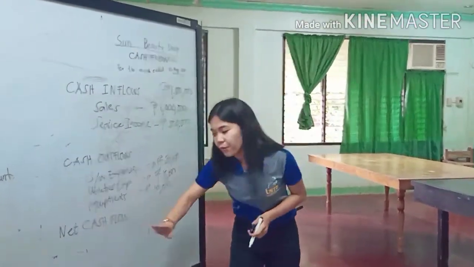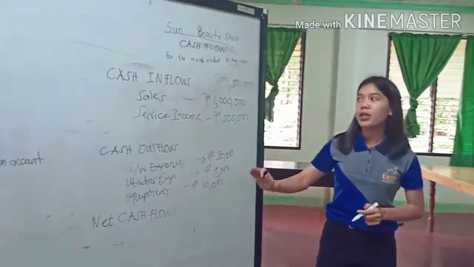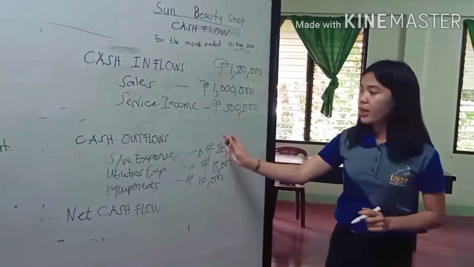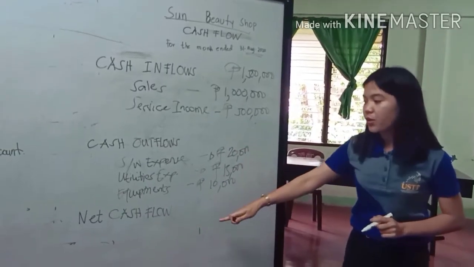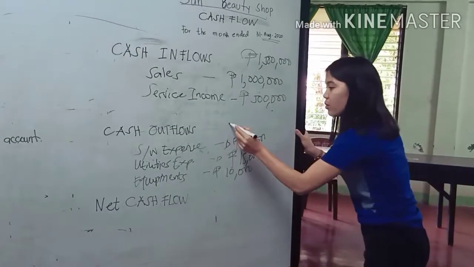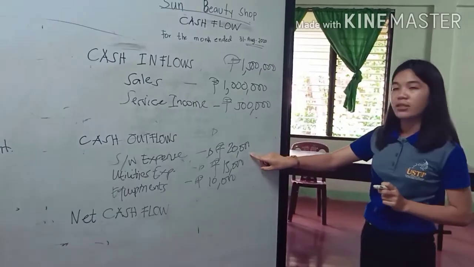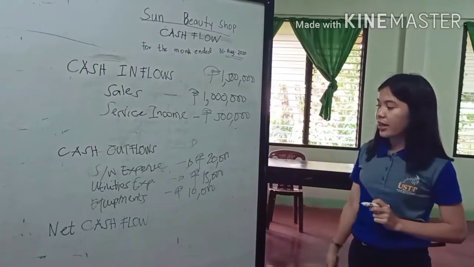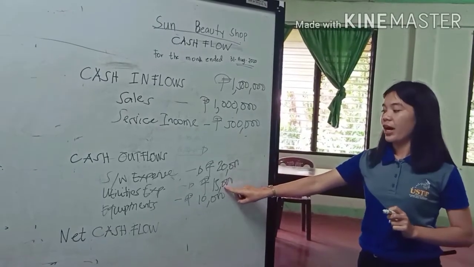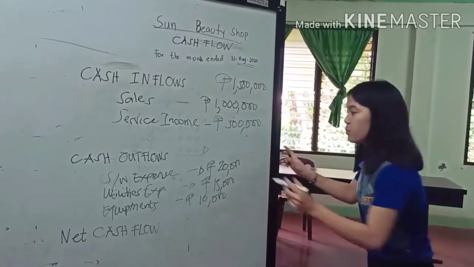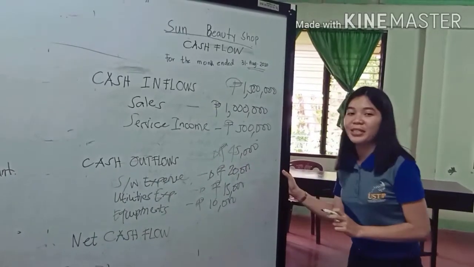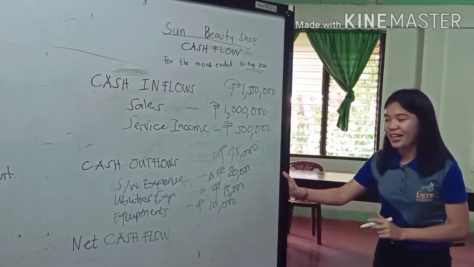Then, how about, ma'am, for the net cash flow? Simply, you need to subtract the outflows from the inflows. But before that, we need to add the 20,000, 15,000, and 10,000. How much is that altogether? We have 20 plus 15, 35, and plus 10 is 45,000. So you have your expenses of 45,000.